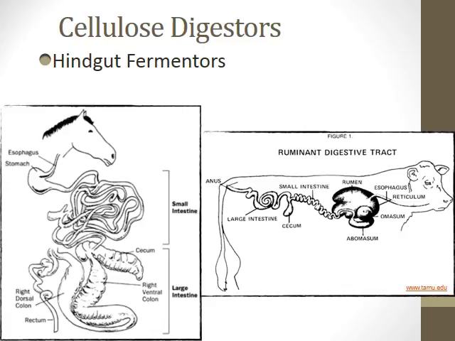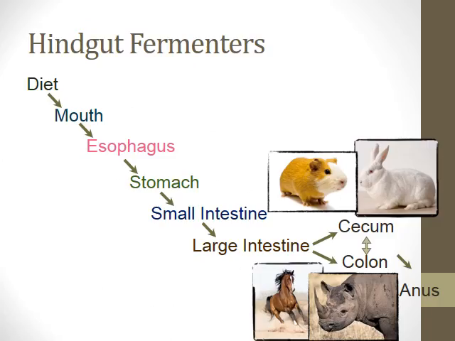Next are cellulose digesters. One example is the horse on the left-hand side, which is a hindgut fermenter, and on the right is the cow, which is a foregut fermenter. So let's go to hindgut fermenters first. Once these animals consume food, they pass it along to the esophagus and then ultimately drop it into the stomach.